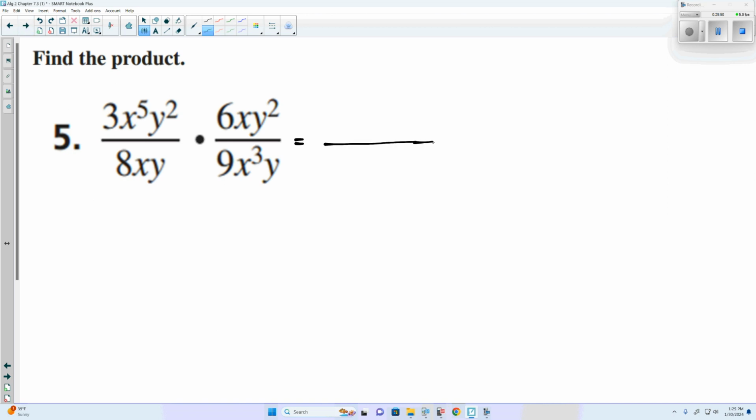So we can multiply these together, because we can do 3 times 6, which is 18. X to the 5th times x would be x to the 6th. Y squared times y squared is y to the 4th. The denominator, 8 times 9, is 72. Our x times x cubed would be x to the 4th. And y times y is y squared.